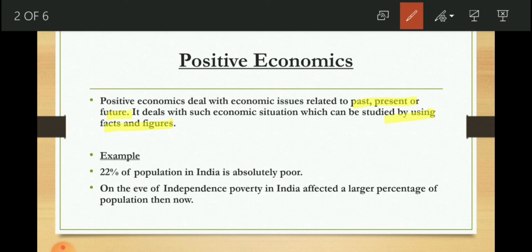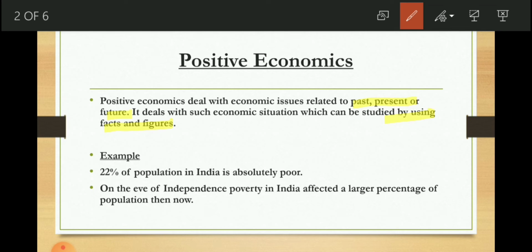It can only be analyzed whether the statement is true or false after analyzing the facts and figures which we accompany with that particular statement or situation. So basically, positive economics deals with economic issues related to past, present, or future, and these economic situations can be studied with the help of facts and figures, which are a kind of data that prove whether the statement given is true or false. So positive statements are not necessarily true until we can check them with the facts and figures presented with them.